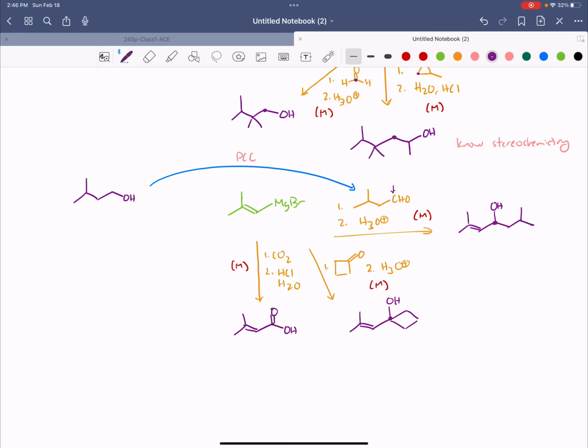Okay. All right, going on to class 4. Class 4, aldehydes and ketones with other carbon nucleophiles. So we are done, it looks like, with the organometallic.